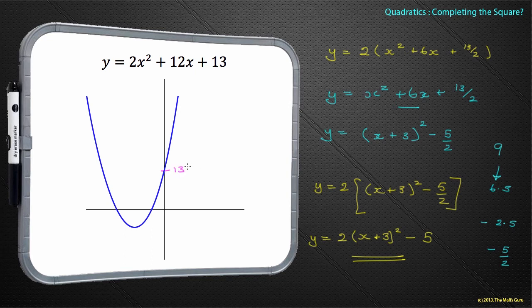What else do I know? Right, we know that the graph has a minimum at, well, 3 to the left and 5 down because of the minus 5. So there is my minus 5 and there is my negative 3. We'll do a minus 3 comma minus 5, and we pretty much have all the information on our axes we would need to help us get full marks on the question.